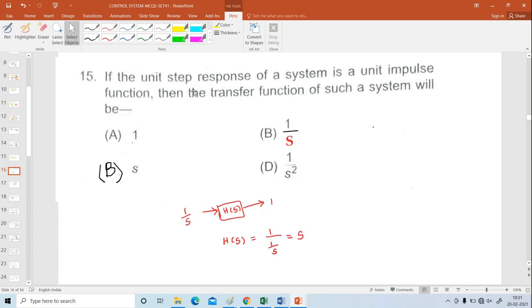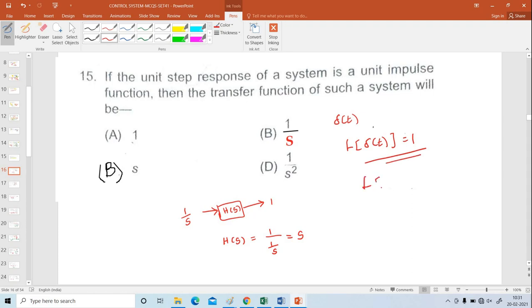And next, if the unit step response of a system is a unit impulse function, then what is the transfer function of such a system? The unit impulse function is del of t. So what is L of del of t? L of del of t is equal to 1.